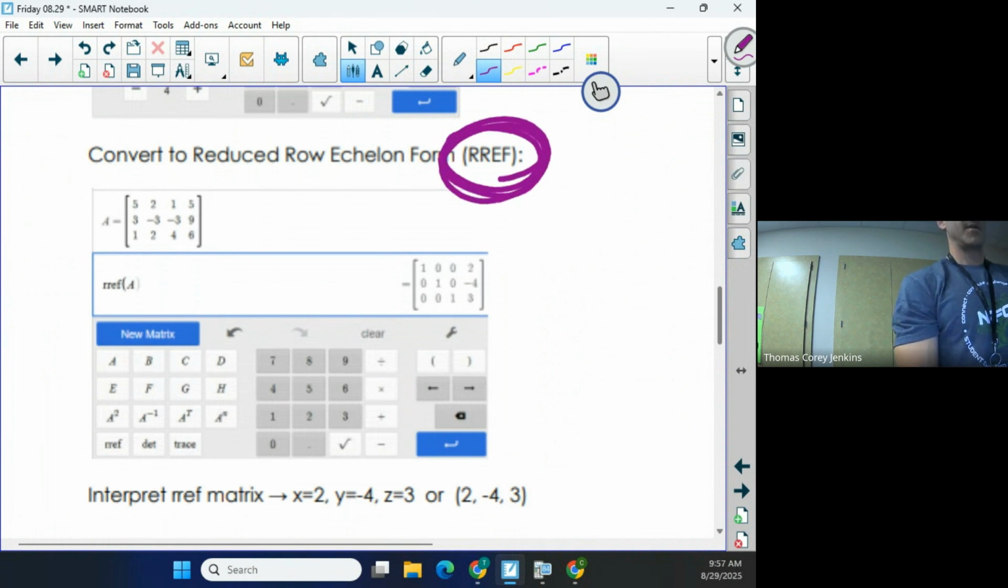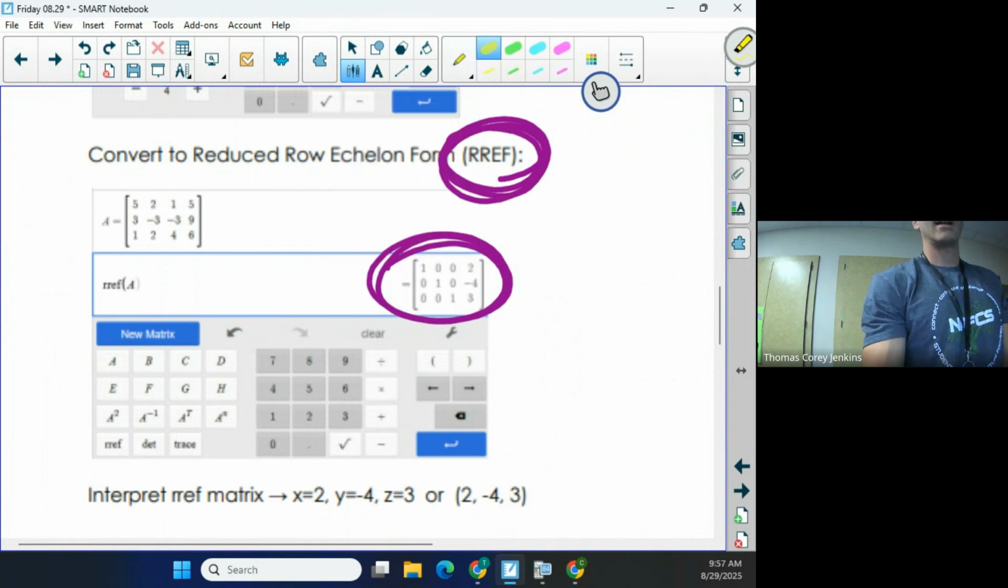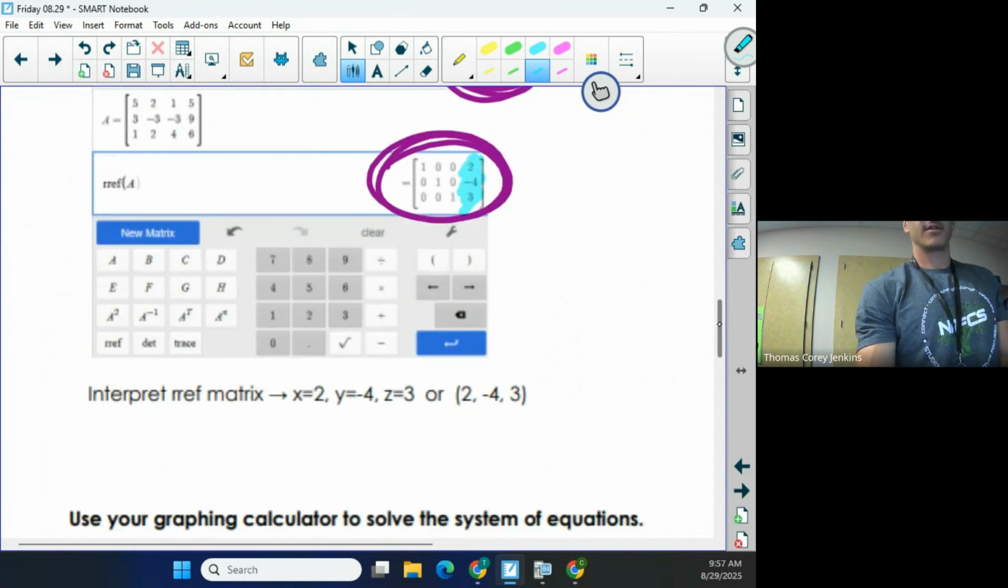You'll see that on Desmos. Okay? And then it'll give you one that looks like this. All right? That's what reduced row echelon form looks like. Lots of 1s and 0s to the left side. And then the right side, that right column, column 4, that's where your solutions are, right?